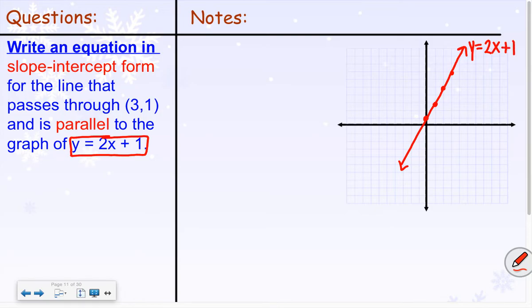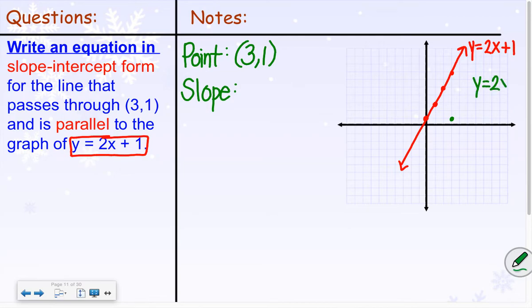Now I need to write an equation for a line parallel to the 2x plus 1 that goes through the point (3, 1). So what I am given is a point, (3, 1). Now I have to think, parallel lines have the same slope. So if the slope of the original line is 2, the slope of my new line also has to be 2. So I have a point and a slope.